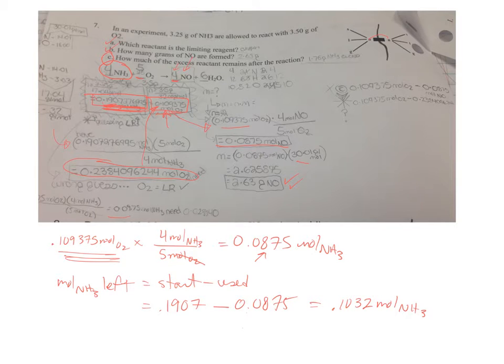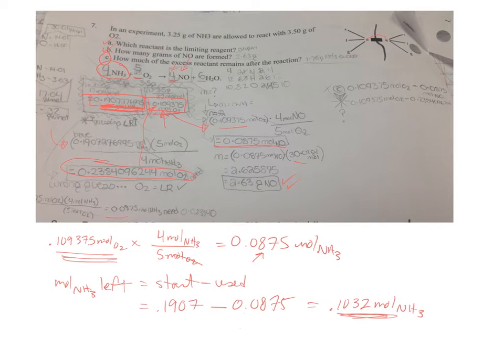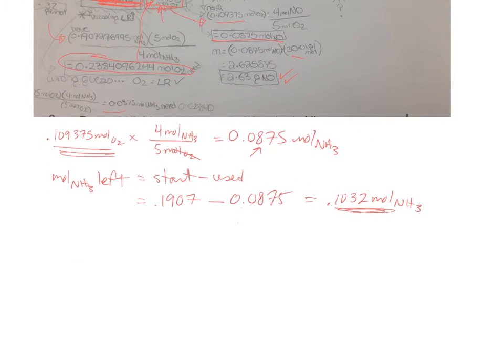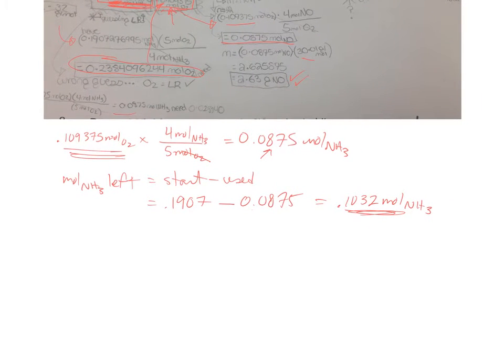Now what question do they say? Oh, they just say how much of the excess reactant remains. So I could just leave it like that. Let me shrink this a bit. Oh, I can just move it. There we go. So right there is how much is left, and now I could figure out the mass of that. So moles is equal to mass over molar mass, and mass is equal to moles times molar mass.